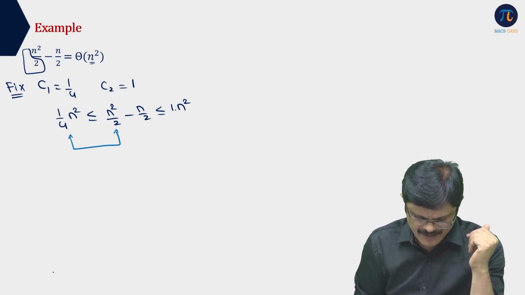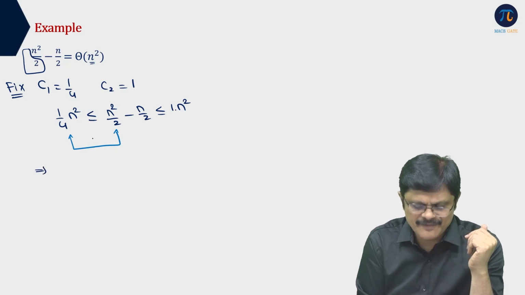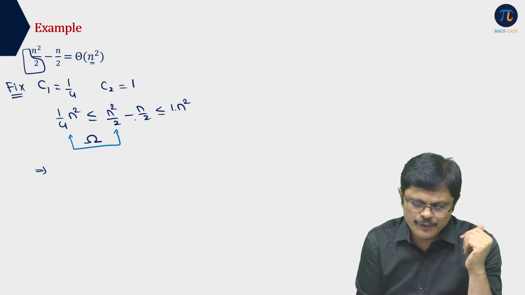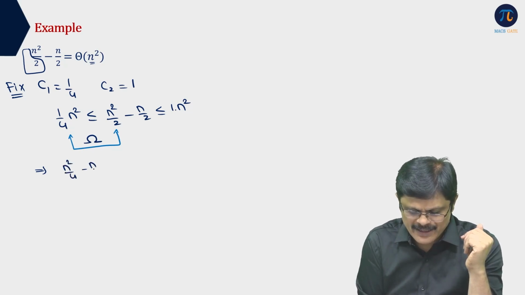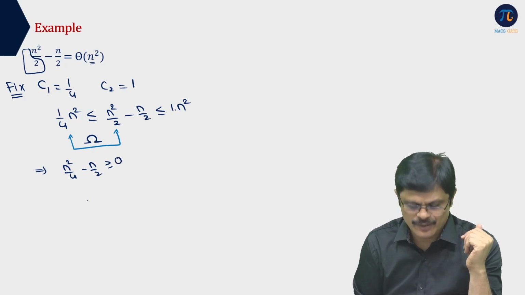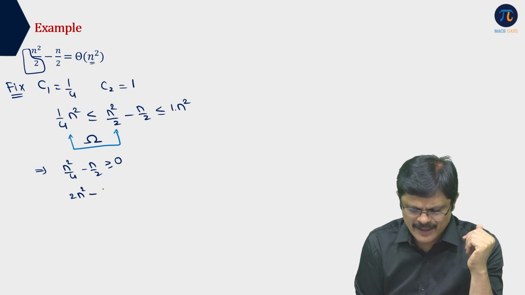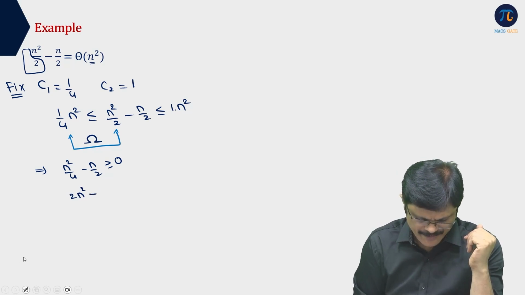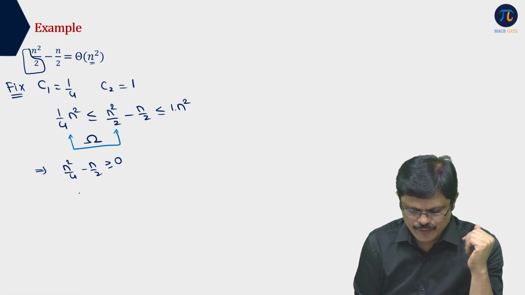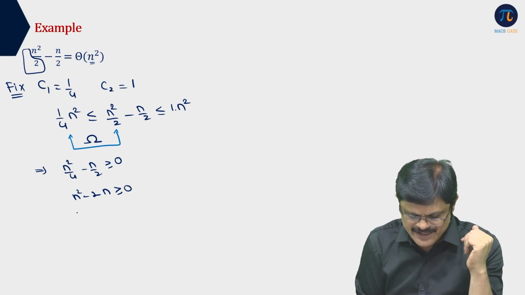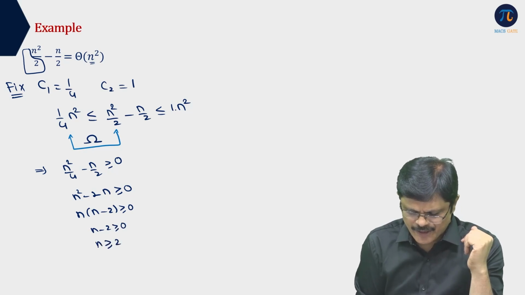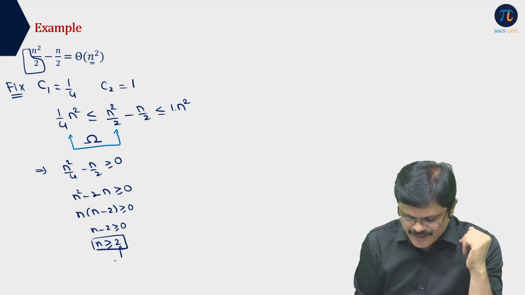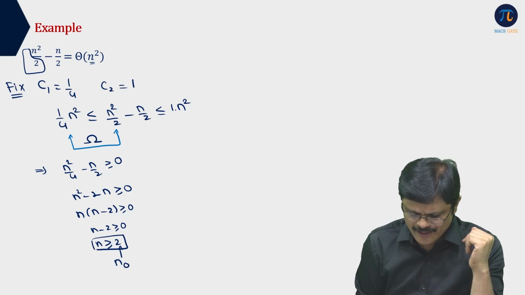For this, it is obvious. The first one, the left side one, we are actually proving big omega. If you take this to the other side, n square by 2 minus n square by 4, it becomes n square by 4 minus n by 2. It should be greater than or equal to 0. Take the LCM, 4: n square minus 2n greater than or equal to 0. That 4 goes to the other side, becoming 0. So n into (n minus 2) is greater than or equal to 0. That is, n minus 2 greater than or equal to 0. For n greater than or equal to 2, it is satisfied. So it is n naught.